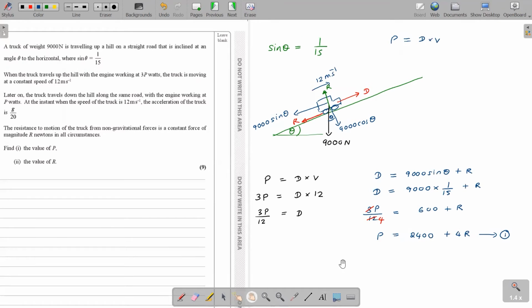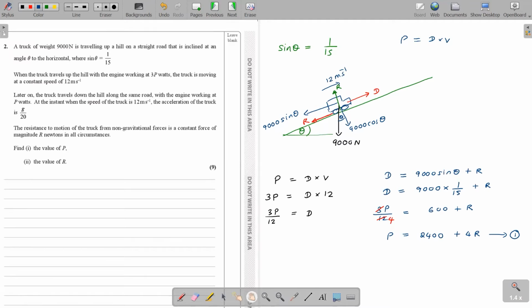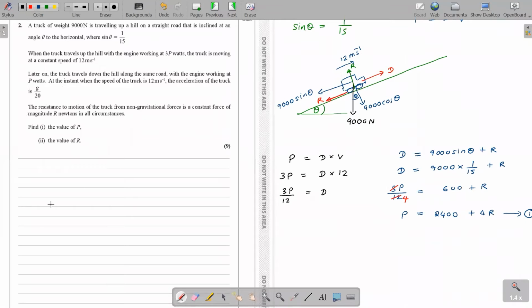Okay, so now we have to do the same thing for the later part. They say the truck travels down the hill along the same road with the engine working at P watts. So now the engine is working at a different rate. At the instant when the speed of the truck is 12, the acceleration of the truck is g over 20. Okay, so now in this second scene, the truck is traveling down.